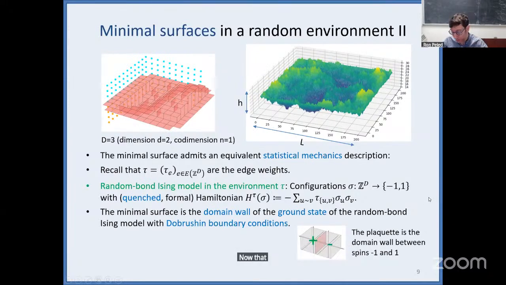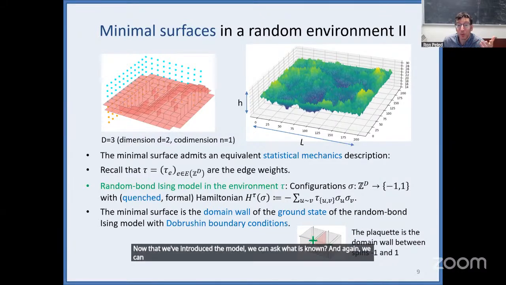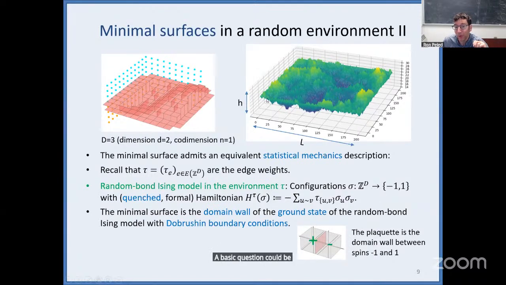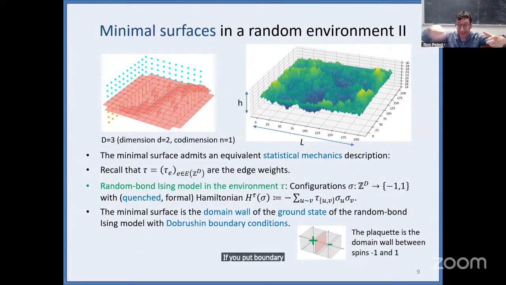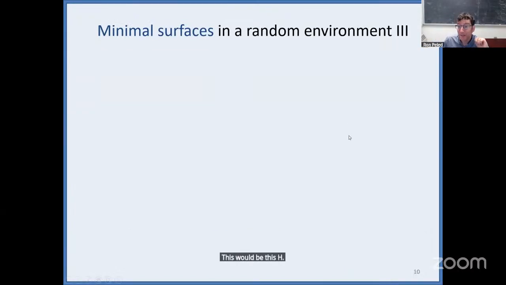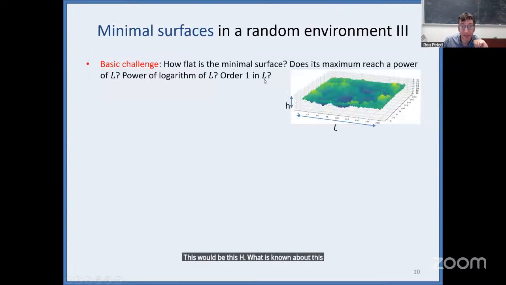Now that we've introduced the model, we can ask what is known. And again, we can ask what do we even want to know? A basic question could be, as before, how far is the minimal surface from a plane? If you put boundary conditions which are planar like that, how far is it from a plane? This would be this H. What is known about this question?